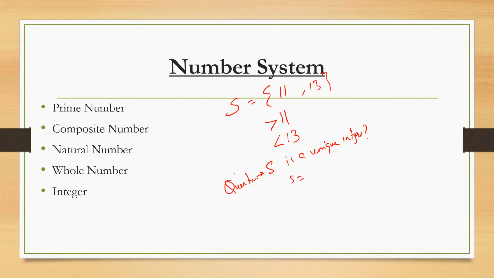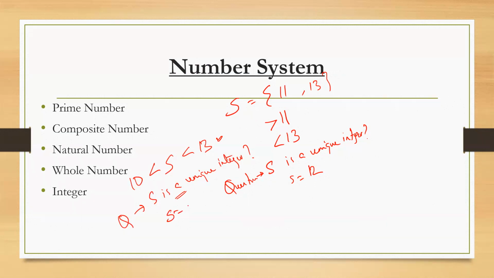Yes, S value is 12. Clear, everyone? Okay. Now the same condition: if I say S lies between 10 and 13, and then in the question I say S is a unique integer. Okay. So does this condition answer my question? It does not.